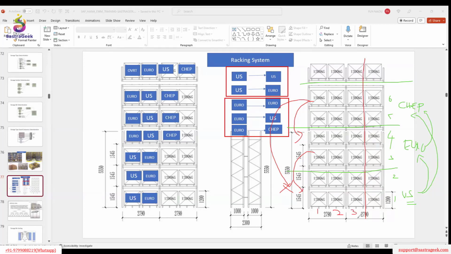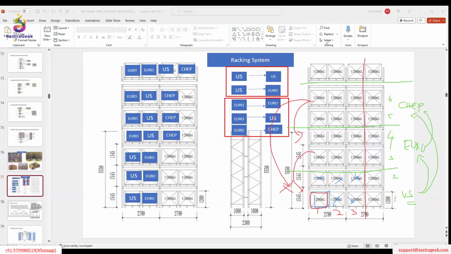3 stacking we have done, and so first, when you receive the product, a US pallet should go to the US pallet area only. That's what we have done. For example, this one we made, and the remaining 5 bins we blocked because we wanted US to come to the US.